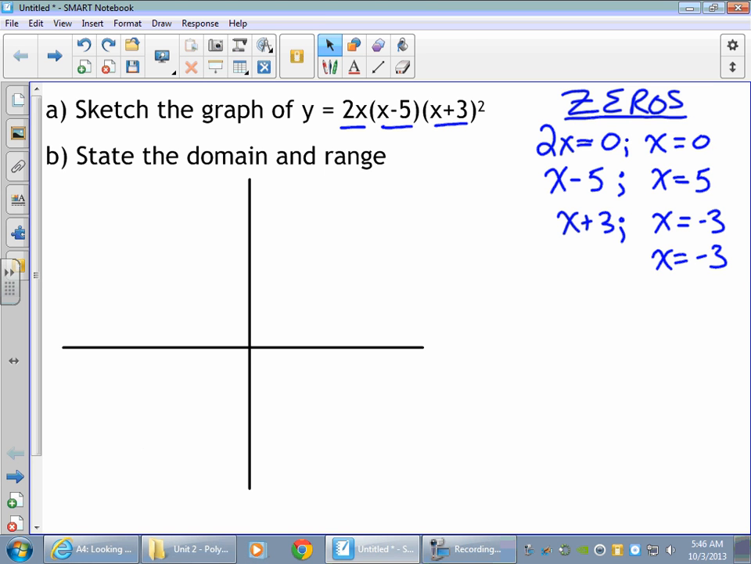So getting started here, I'll erase this just for a second. Assuming my page is clean, I see the question says sketch this graph. My starting point tends to be the zeros. I've written them off to the side. If any of those three things is zero, then when we multiply, we'll get a zero for y. Where do these occur? Well, for 2x to be zero, x would have to be zero. For x minus 5, x would be 5. And for x plus 3, x would have to be negative 3.